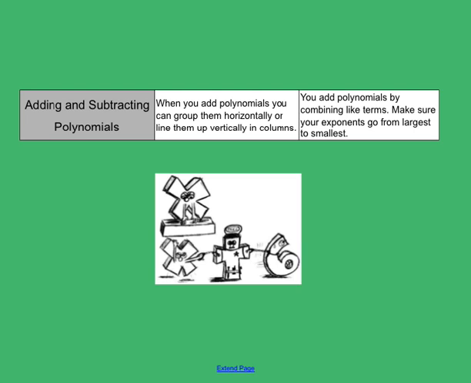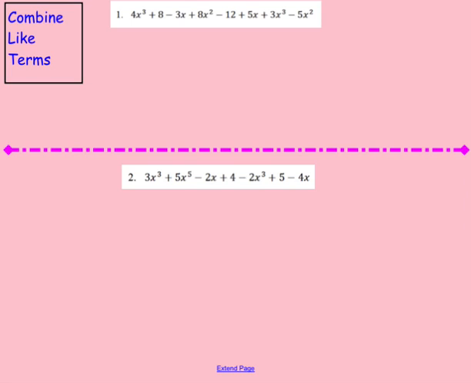So first of all, when you add polynomials, you can group them horizontally or line them up vertically in columns. So write down what you need to know to help remember these kinds of things. And we'll talk about each of the ways of adding and subtracting polynomials in a second. So basically when you're adding polynomials, all you're doing is combining like terms. You want to make sure that your exponents go from largest to smallest. That's that idea of putting it into standard form. So let's take a look at just some simple combining like terms, just to review that.